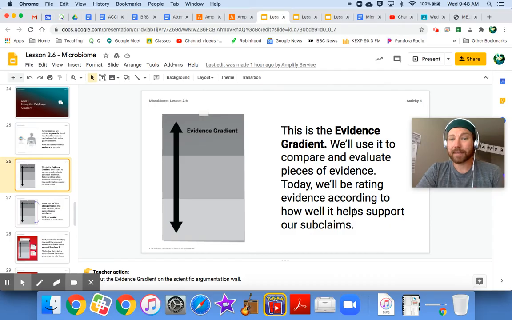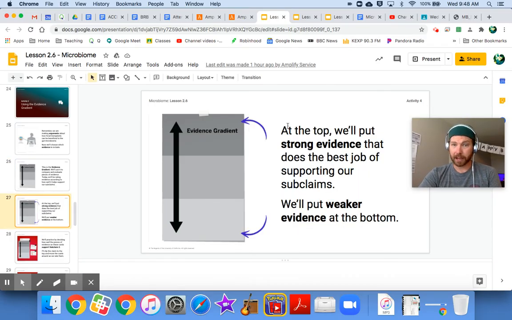Today, we'll be rating evidence according to how well it supports our subclaims. At the top, this is where we're going to put our strongest evidence. Down at the bottom, we'll put our weaker evidence here. Mr. Wiggin, what if a piece of evidence is irrelevant? It doesn't go on there at all, right? If it's irrelevant, we just kind of put it to the side, okay?